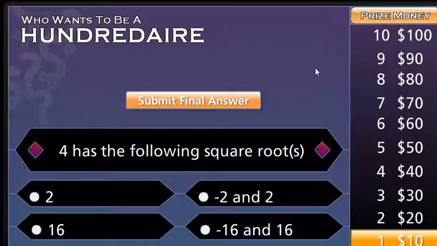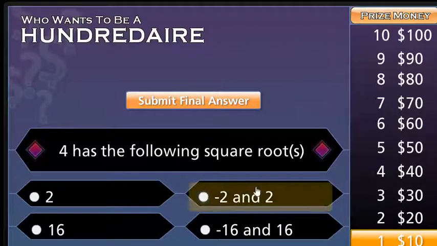All right, here we go. I'm going to try to get them all right this time. 4 has the following square roots. All right, now they're trying to trick you to see which route you're going to say here. Square root is basically, the answer would be this number times itself gives you this number, so that should be this answer.